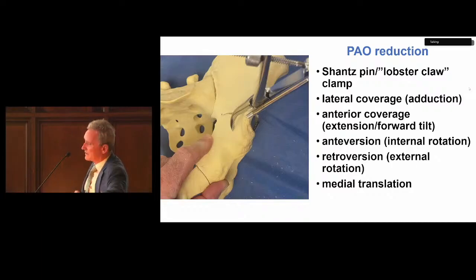In terms of talking about the reduction, we use different terms. The terms I use for lateral coverage is adduction of the fragment. Anterior coverage is extension or forward tilt. Anteversion is internal rotation. Retroversion is external rotation of the fragment. And then we've talked about medial translation, where we literally translate the acetabulum towards the midline of the body.